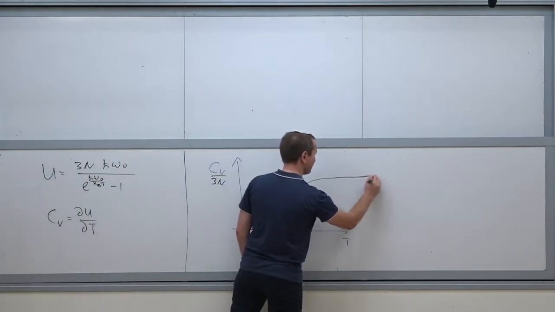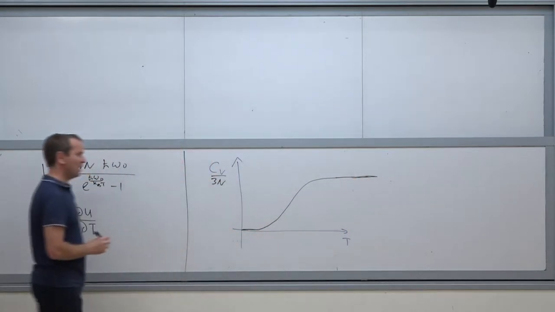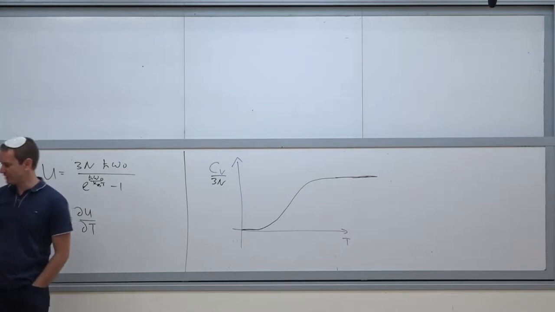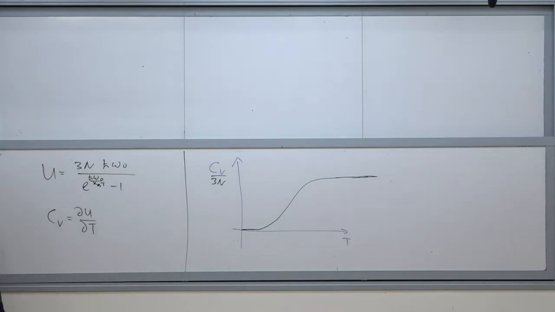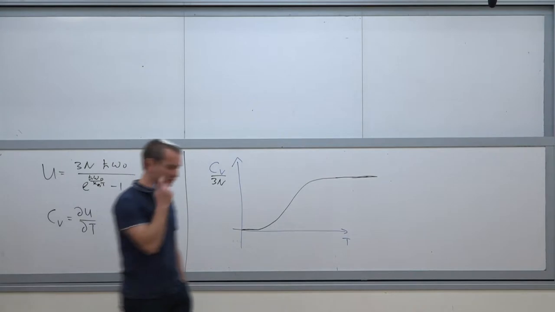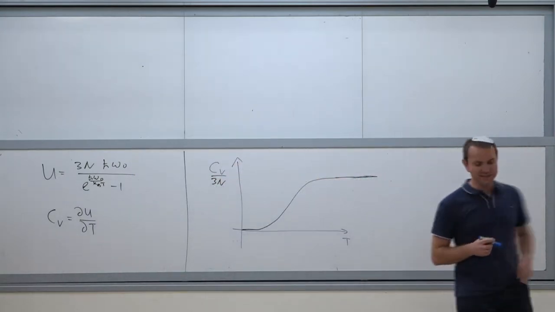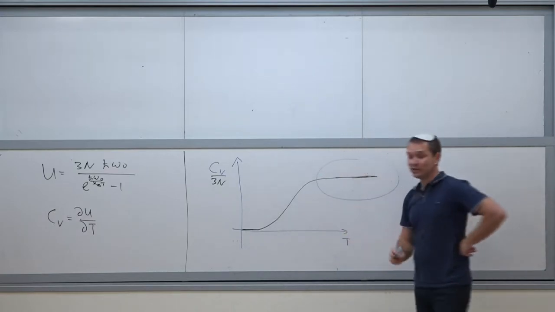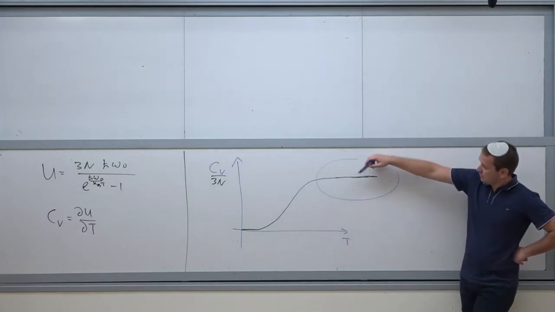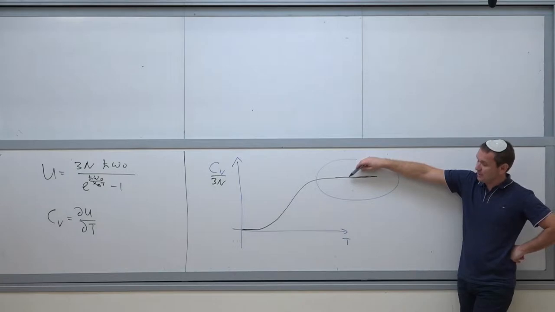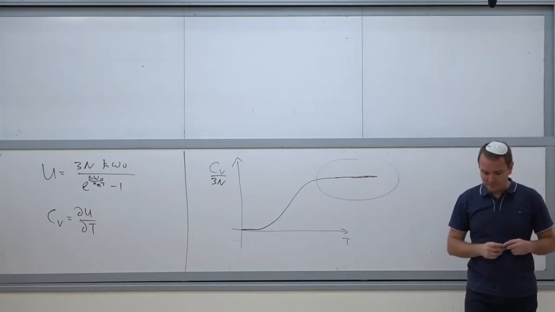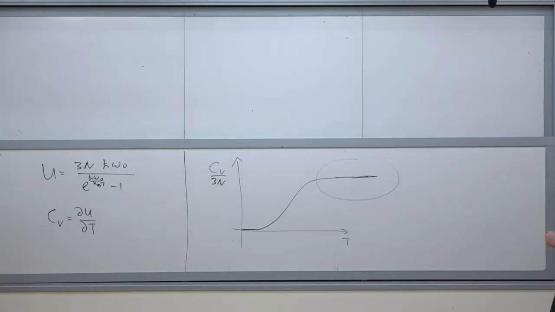Now, how are we getting it? We just need to take a derivative of this function, and this is what we obtain. And this is the success and the failure of the Einstein model for solids. What is a success? This part over here, the saturation part, when the specific heat is basically becoming a constant, is something that one can see in the experiment. And now we also can understand what's going on.